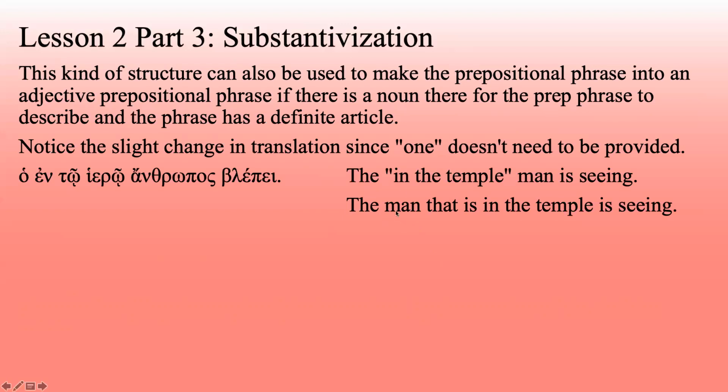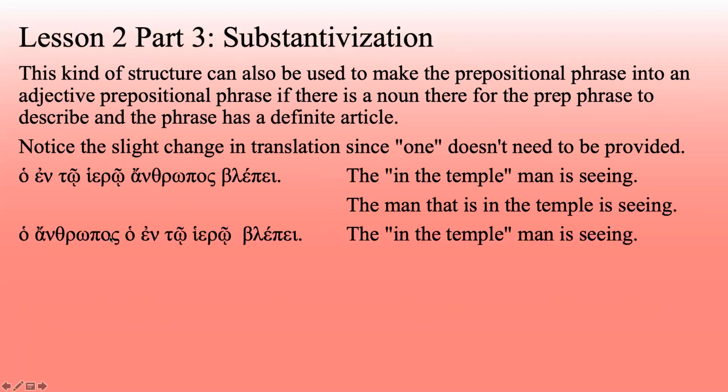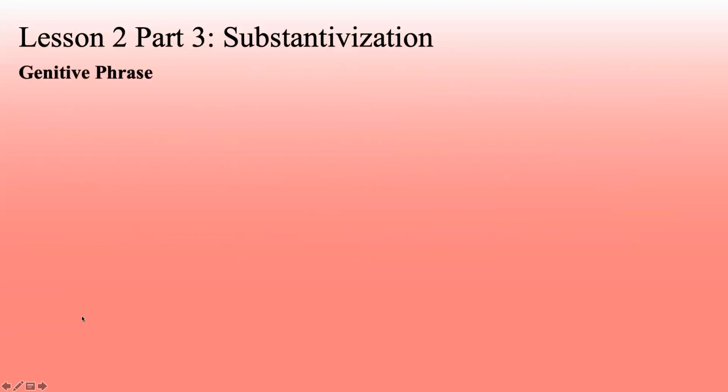Here we didn't say one because we have the substantive there, which is man. Ho anthrōpos ho en tō hierō blepei means the exact same thing. We've just got a different structure, but still attributive because there's still a definite article right in front of the quote unquote adjective here. So those mean the exact same thing. We can flip them around, not a problem, just like regular adjectives.